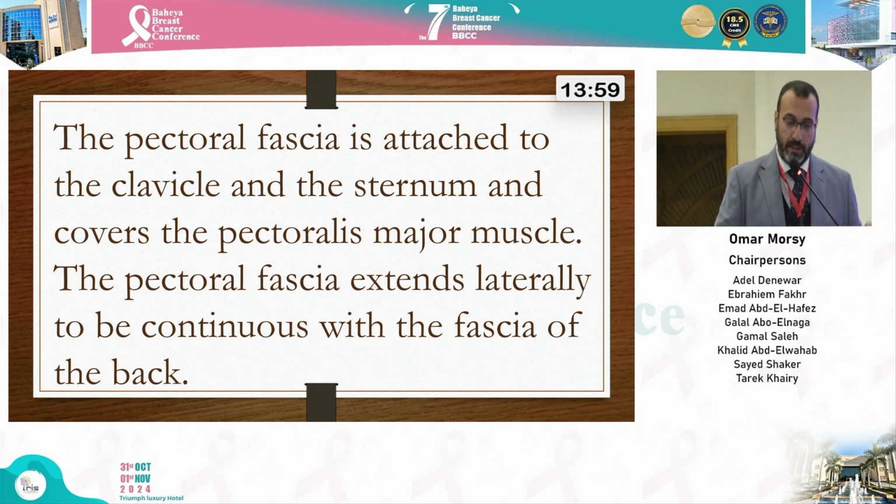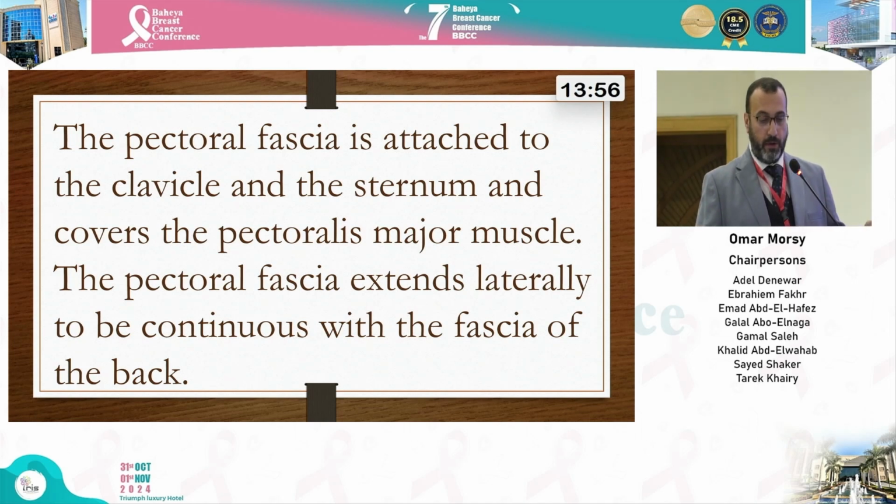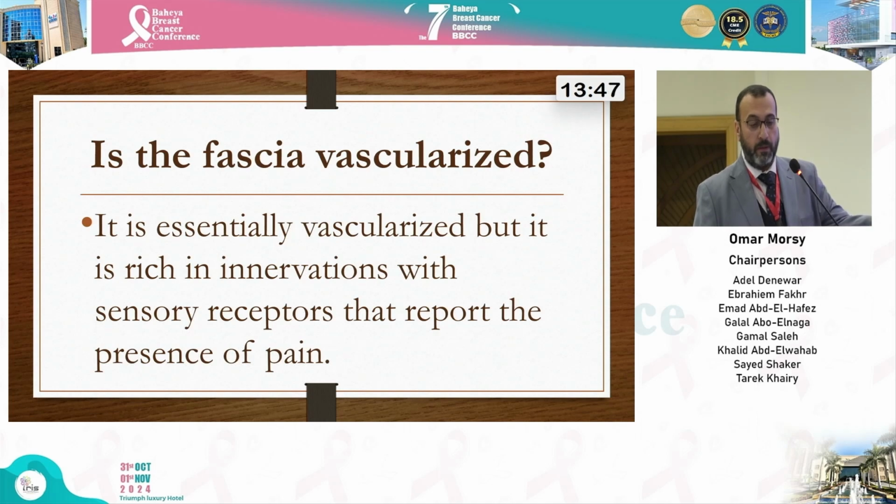The pectoral fascia is attached to the clavicle and the sternum and covers the pectoralis major muscle. The pectoral fascia extends laterally to be continuous with the fascia of the back. Some anatomy about the pectoral fascia. The second question, is the fascia vascularized?